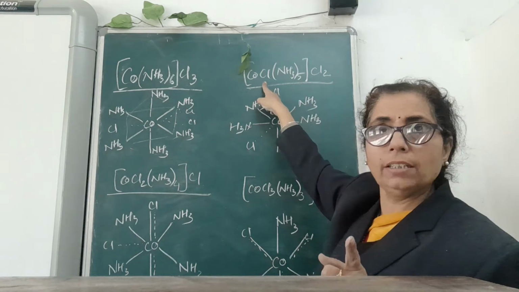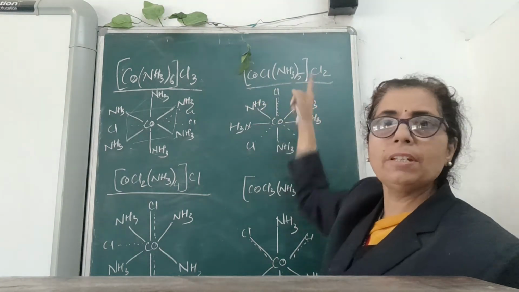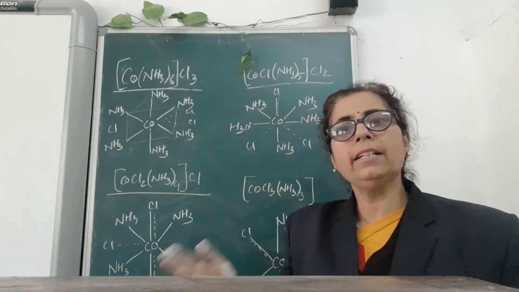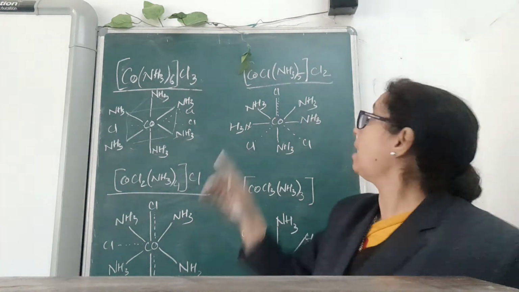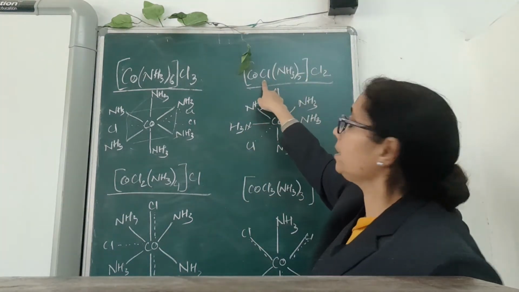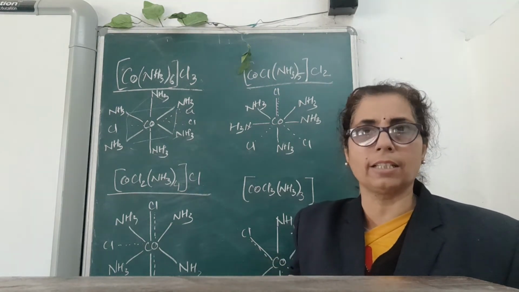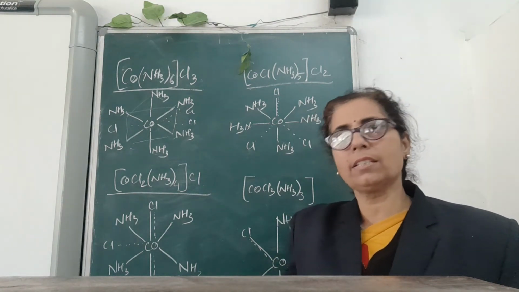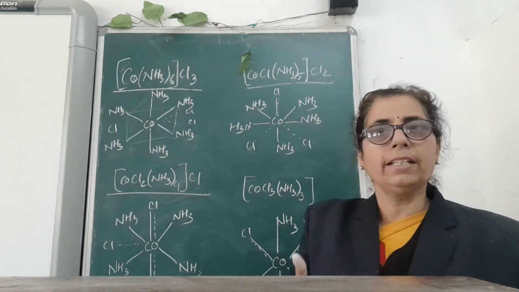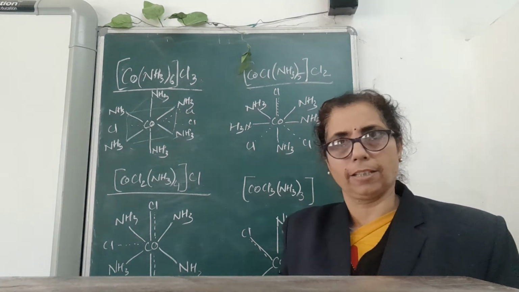Cobalt with 1 chlorine and 5 ammonia. That means one counter ion has entered into the complex. Now this counter ion which has entered into the complex is no more a counter ion. That is, it is no more ionizable. It will not at all give its precipitate. Now it has entered into the complex entirely.